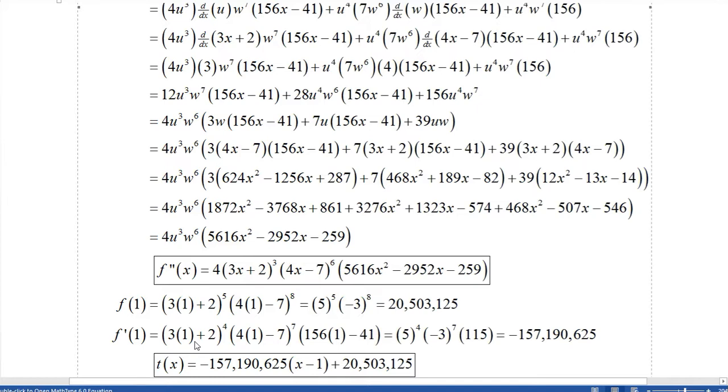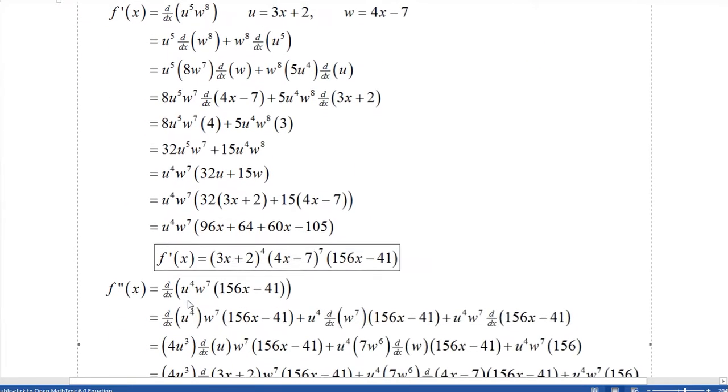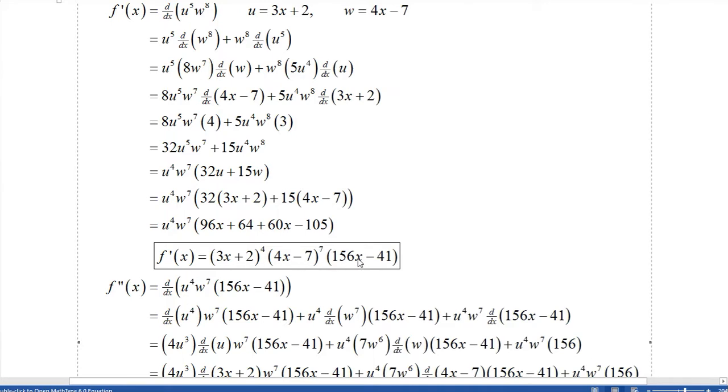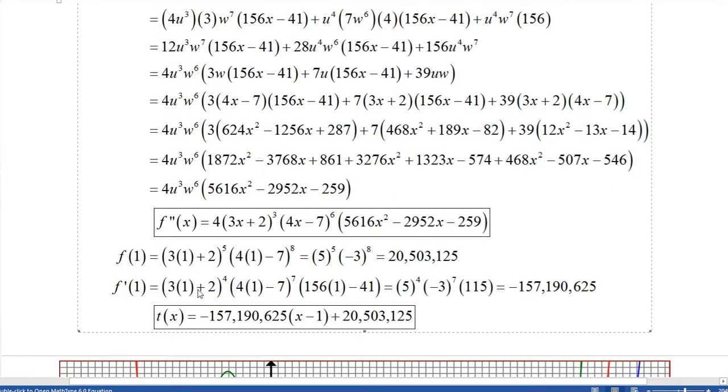Now, what's the slope there? The slope is also a rather large absolute value. We take the derivative formula, which is this right here, and plug in a 1 for all three of the x's. Again, we get 5 for this one and -3 for this one. The powers are 4 and 7 this time. And you plug in a 1 here.